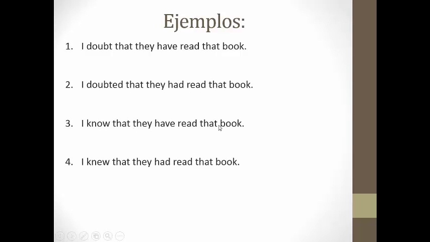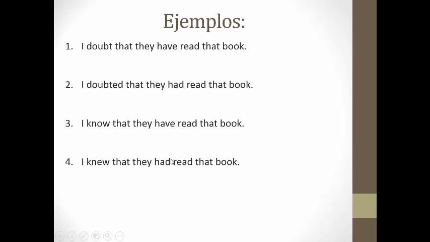But let's go down to three. I know that they have read that book. Okay, there is a change in subject, but I know is not a weird verb. I know this. There's no element of doubt in there. So there's no need for subjunctive. If there's no need for subjunctive, then this is an indicative sentence. This is what you would have written in chapter 4. So they have read, that's just regular present perfect, or what you can call present perfect indicative.